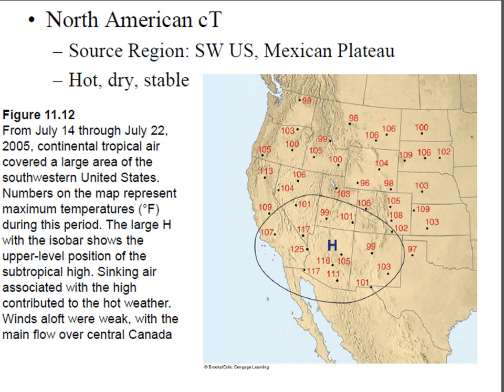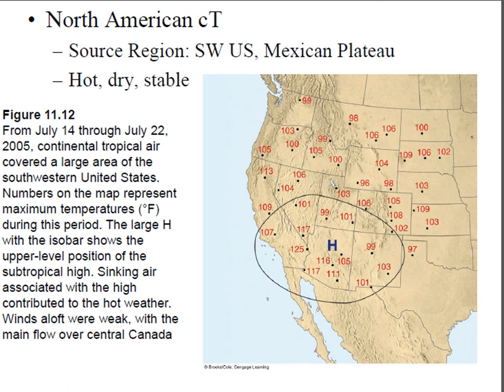Figure 8.11 in your book shows maximum temperatures in a stretch of mid-July during 2005, when there was a continental tropical air mass covering a large area of the southwestern U.S. and extending into the northwestern and north central U.S. too. The large H shows the high pressure area that was centered over the southwestern U.S.